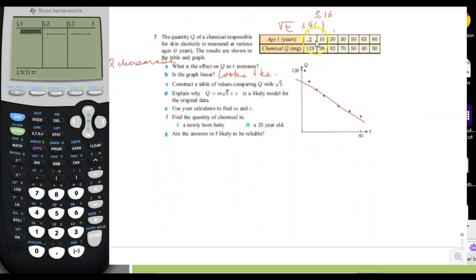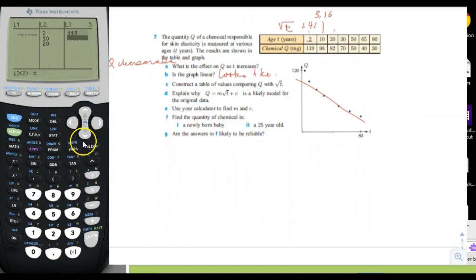Okay, so I'm going to put this data in here first. I'm going to put 2, 10, 20, etc. in L2. And then for L3, I'm going to put 119, 98, and I'm going to pause so that you don't have to watch me type in all this data. Okay, I've entered all my ages into L2, and I've entered all my chemical levels into L3. And now I'm going to show you the cool part.